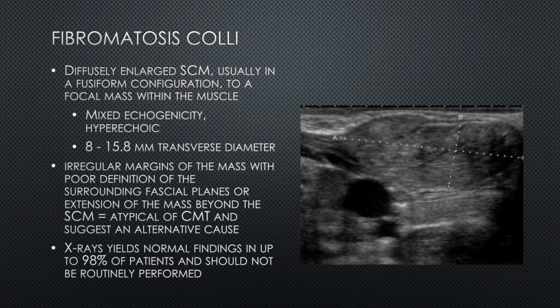And some literature has supported the diameter from 8 to about 16 millimeters, but it's also the asymmetry in the size that's very helpful. You also see irregular margins of the mass. And just remember, x-rays are not very beneficial in these patients. Really, your first study should be an ultrasound. Also important, if there's extension of the abnormality on ultrasound or cross-sectional imaging beyond the sternocleidomastoid muscle, you should think about additional causes.